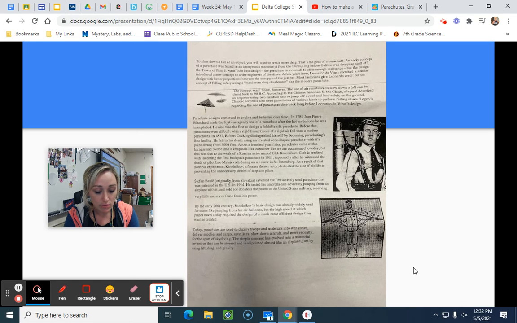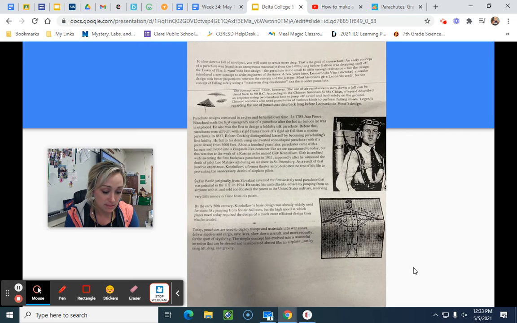In 1837, Roger Cocking distinguished himself by becoming parachuting's first fatality. He fell to his death using an inverted cone-shaped parachute with its point down from 5,000 feet. About 100 years later, parachutes came with a harness and a folded knapsack-like container that we're accustomed to today. But that was the work of a Russian actor named, I'm not even going to try to pronounce it. Gleb is credited with inventing the first backpack parachute in 1911.